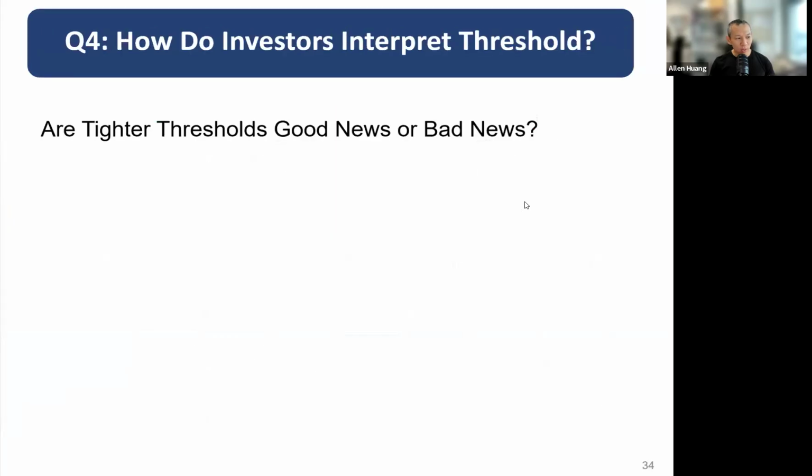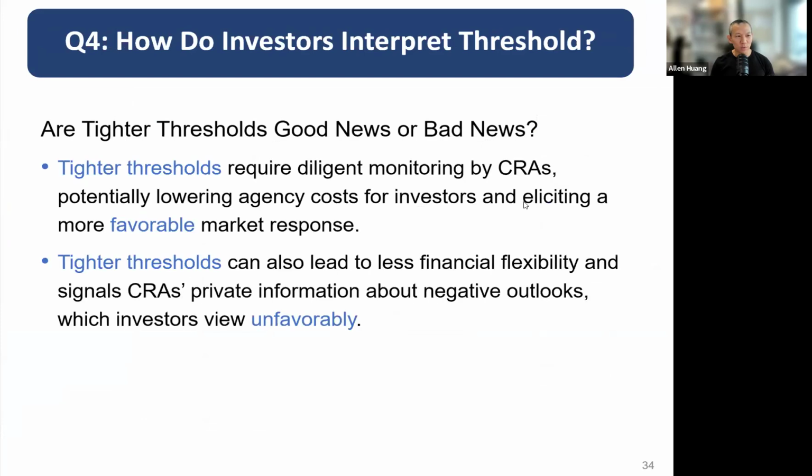So the last research question we look at is how do investors interpret the ratios? Here we have two-sided predictions. One of them is that tighter ratios mean that credit rating agencies are monitoring the companies more closely, so it should lower the agency cost. So there should be a favorable response. But at the same time, tighter ratios also indicate less financial flexibility. So maybe the credit rating agencies have some private information about negative outlooks.